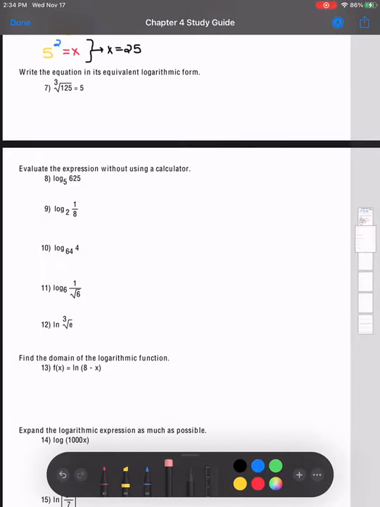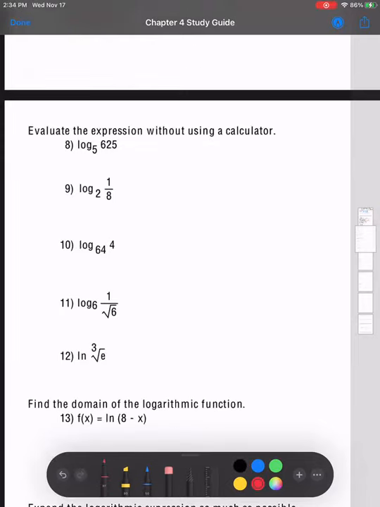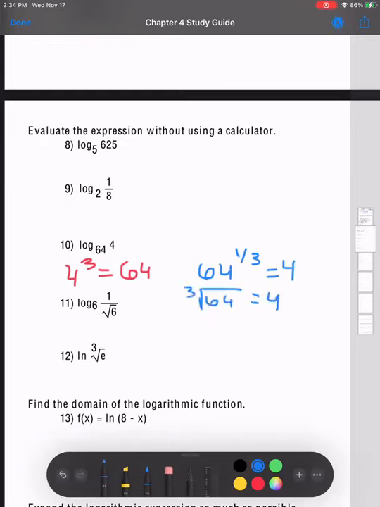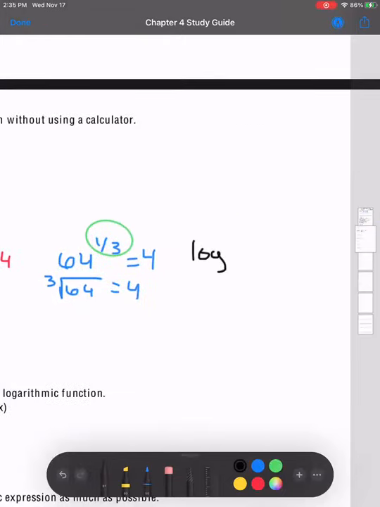Okay, so number 10 says, evaluate the expression without using a calculator. And it says log with the base of 64 of 4. So for this one, you're going to have to figure out how to turn 64 into 4. So we know that 4 to the power of 3 equals 64. So what this says is that 64 to the 1/3 power equals 4, which is also the equivalent of saying the cube root of 64 equals 4. So this 1/3 is the answer. So to rewrite it, you can say log with a base of 64 of 4 equals 1/3.